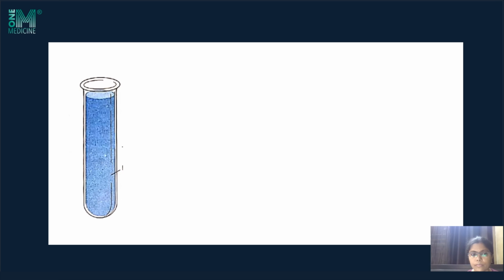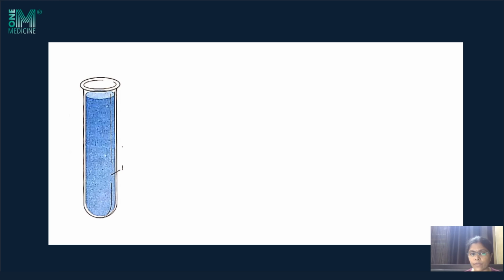Now what are the steps? Homogenization I have done. I have disrupted the cell. I have got the mixture of the cellular organelles, and now I have to centrifuge it at higher speed so that, by density gradient, for each speed a particular organelle is separated out. Let us check. This is the homogenate, meaning what is left over after homogenization is called the homogenate.